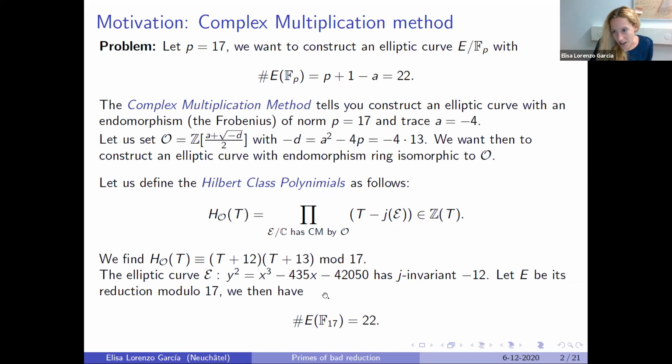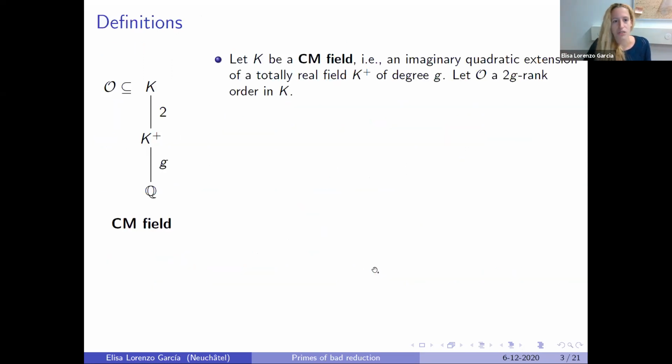So now, of course, the idea is that I want to generalize this for genus 2, genus 3, or higher genus. Before doing this, I need to give you some previous definitions. I'm going to start with the definition of a complex multiplication field. So what is a complex multiplication field? It is an imaginary quadratic extension of a totally real field K plus of degree g. So for the elliptic curves, g is equal to 1. So this is Q. So it's just an imaginary quadratic field.